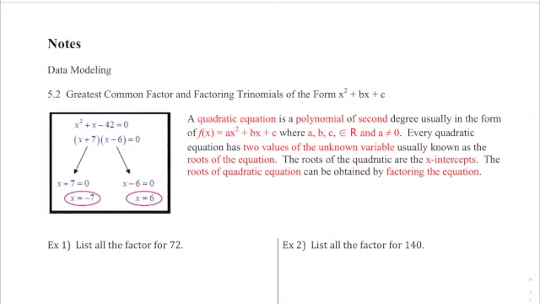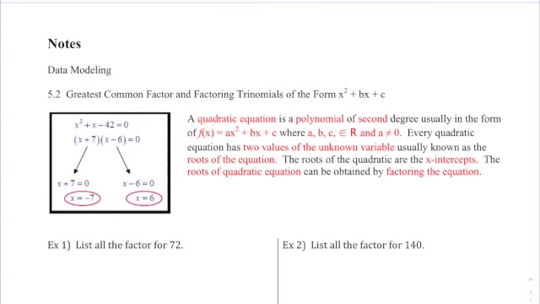Every quadratic equation has two values of the unknown variable, usually known as roots of the equation. The roots of the quadratic are the x-intercepts. The roots of a quadratic equation can be obtained by factoring the equation. So there's a lot of information in there.